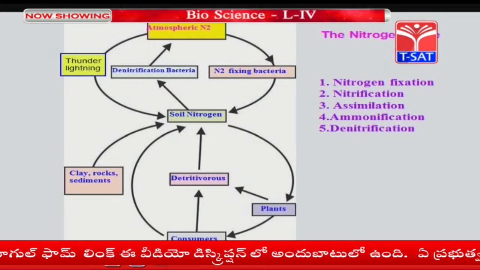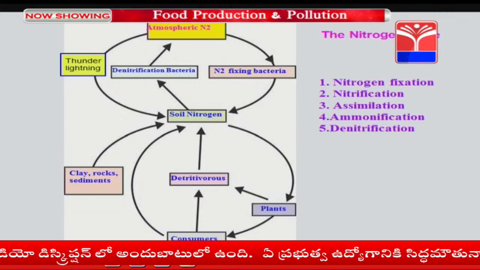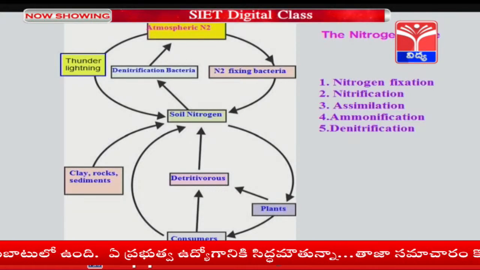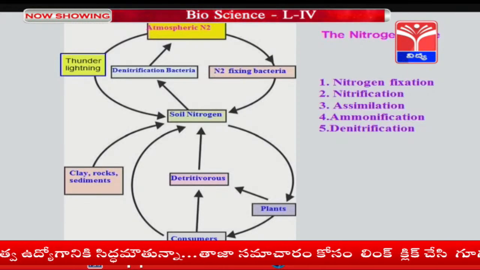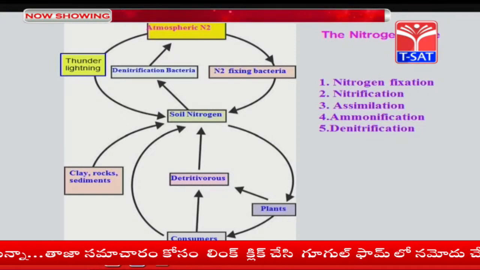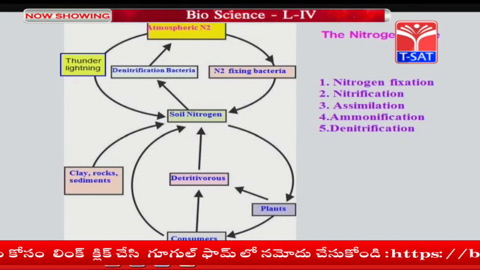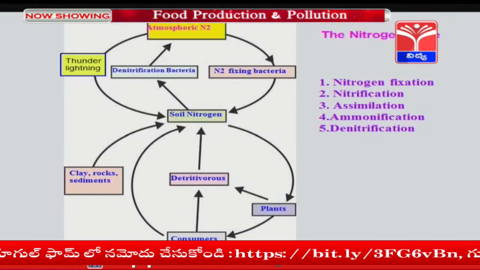Nitrogen cycle. Plants and animals do not directly absorb the 78% of nitrogen in the earth's atmosphere. It can be used through various modifications. There are different stages in the nitrogen cycle. 1. Nitrogen fixation. Atmospheric nitrogen is made available to plants in the form of nitrate compounds by N2 fixing bacteria such as Rhizobium and Clostridium.